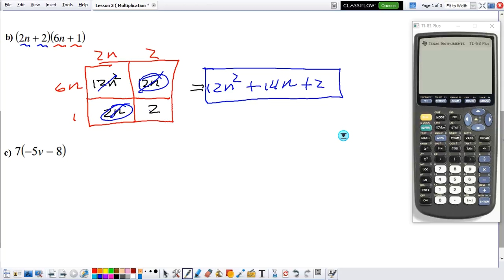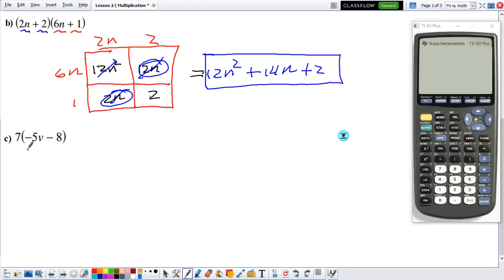So let's look at the next example here again. What's going to be our dimension? Well, the first expression has one term. The second expression has two terms, so we're going to create a 1 by 2 box, where the first term is right here, because there's only space for 1, and the second term is negative 5b and negative 8.